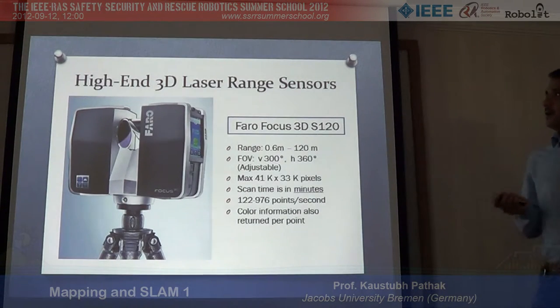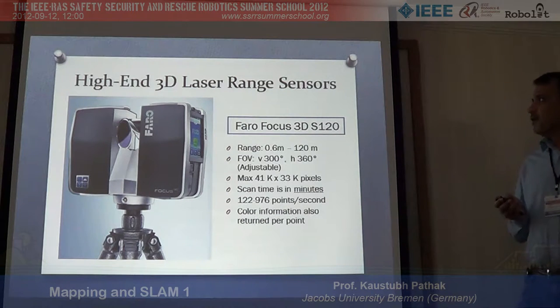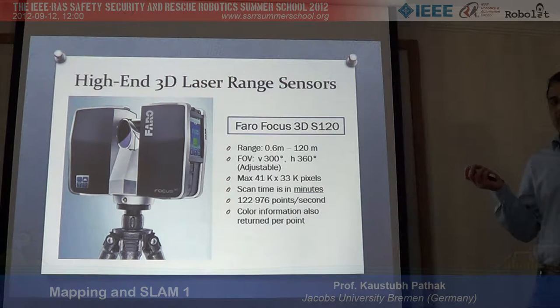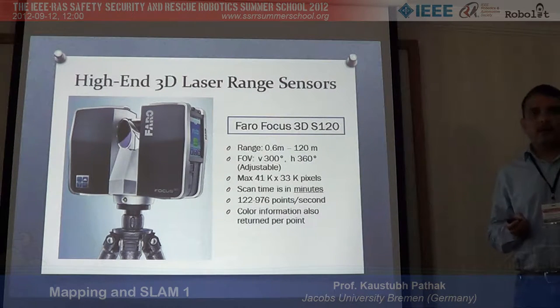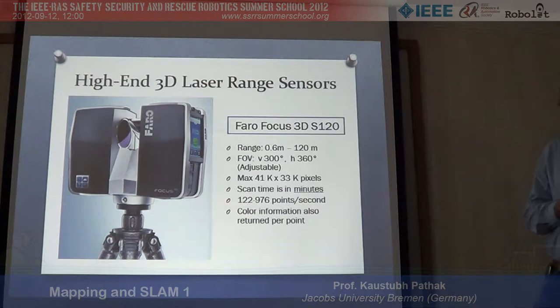This is a high-end, slow but more accurate sensor with a higher range and a higher field of view. It's called a Faro Focus 3D S120, where 120 refers to its range in meters, so the range is much bigger. The field of view is 360 degrees, almost, in vertical and 360 in horizontal. And this field of view is adjustable through a graphical user interface.